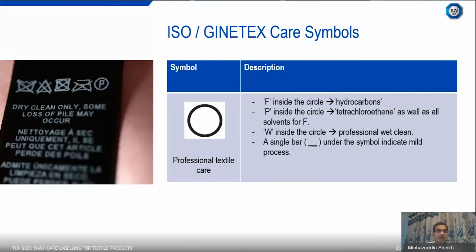A single bar under the circle represents the mild process. So you can see on the left-hand side, the symbol picture with an example, it represents professional textile care with P, which means any solvent can be used, either hydrocarbon or tetrachloroethylene.